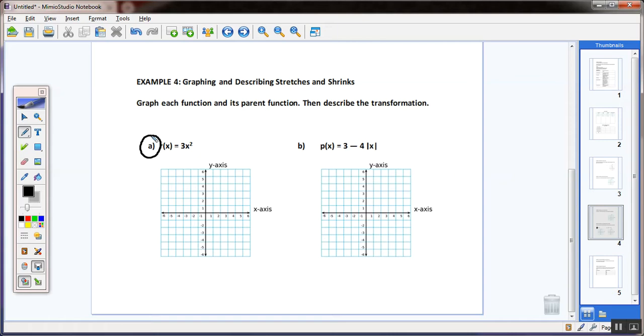What effect did timesing by 3 have on your parabola then yesterday of your parent function?